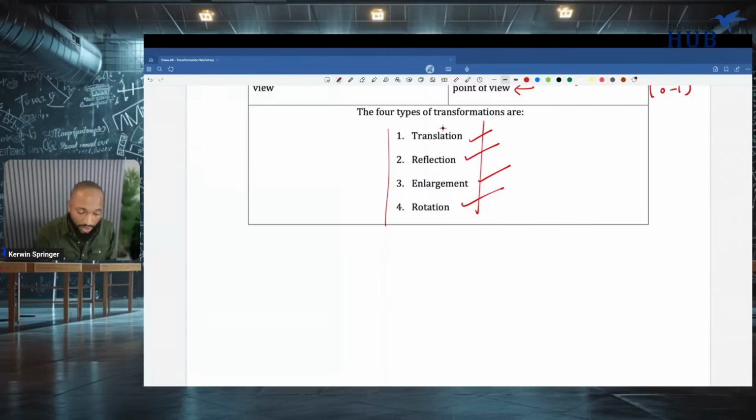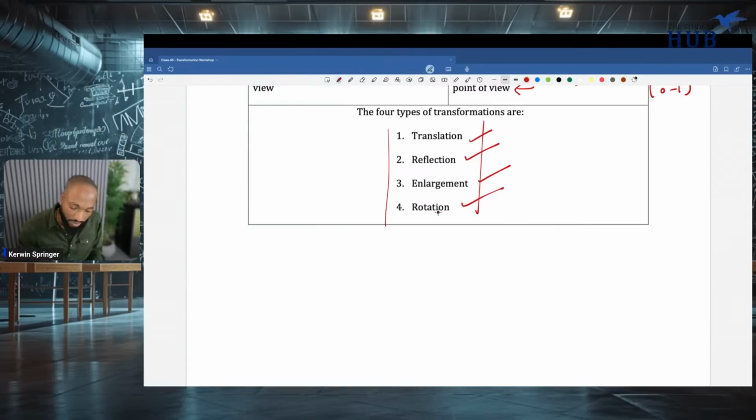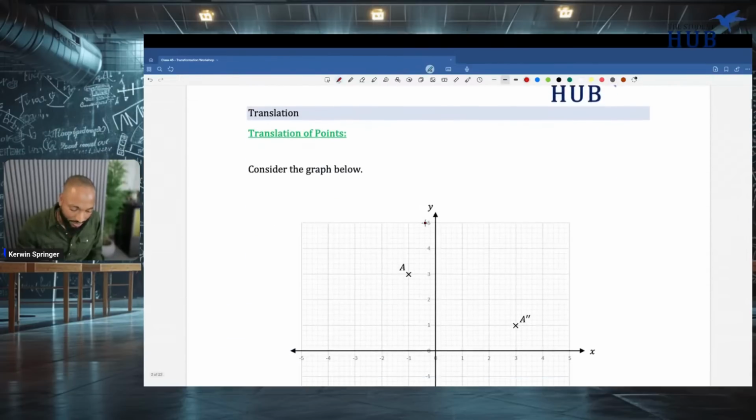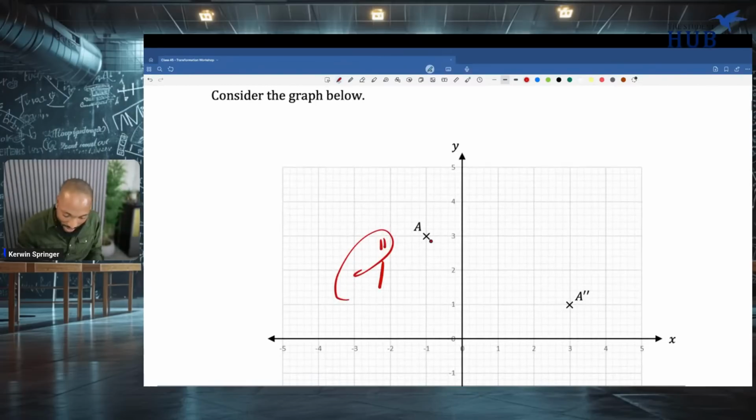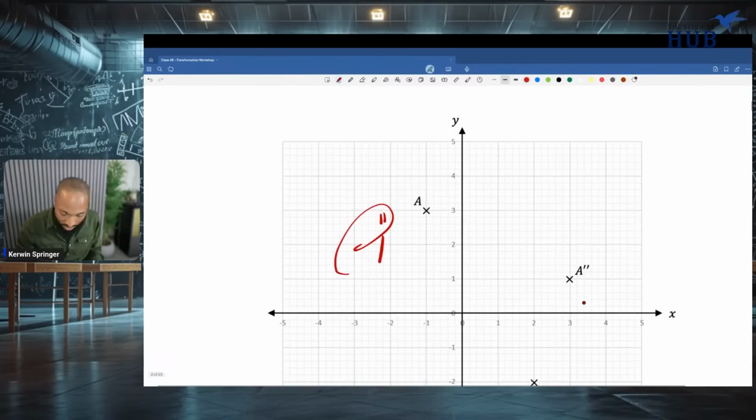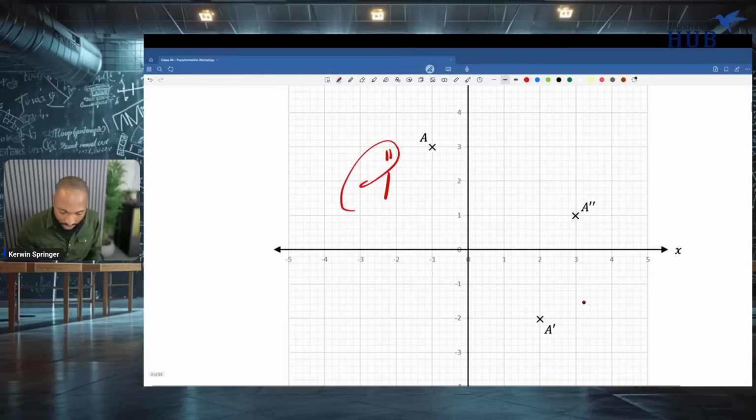Sorry about that. So you have translation, reflection, enlargement, rotation. Translation is easy. Consider the graph below. Look at A. A went from here to there. Which one do you think it went to first? It actually went from here down to here first, using a translation, and then it went up there.